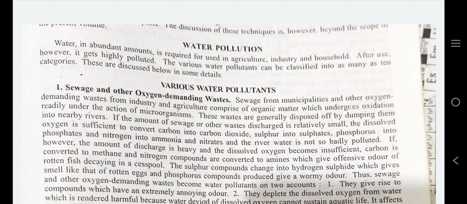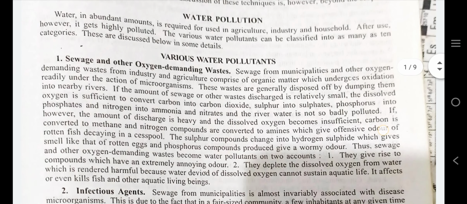Various water pollutants. Number 1 is sewage and other oxygen demanding wastes. Sewage from municipalities and other oxygen demanding waste from industry and agriculture comprise organic matter which undergoes oxidation readily under the action of microorganisms. These wastes are generally disposed of by dumping them into nearby rivers if the amount of sewage or other waste discharged is relatively small.